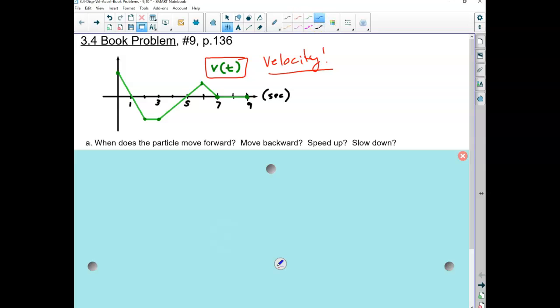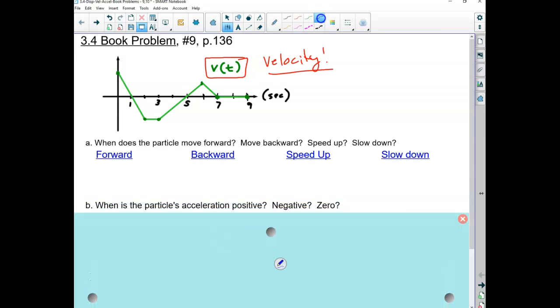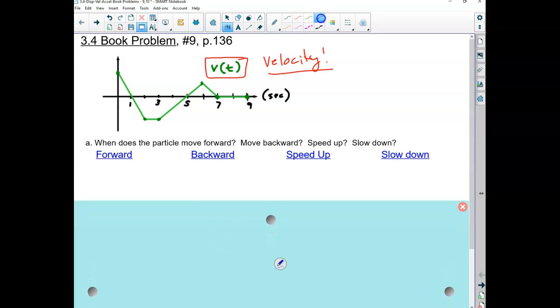And looking at that graph, based on our horizontal or whatever motion problems, we're going to look at this graph. You see we have no function this time. We're going to look at the graph. And when does the particle move forward? When does the particle move backward? When does the particle speed up? When does it slow down?